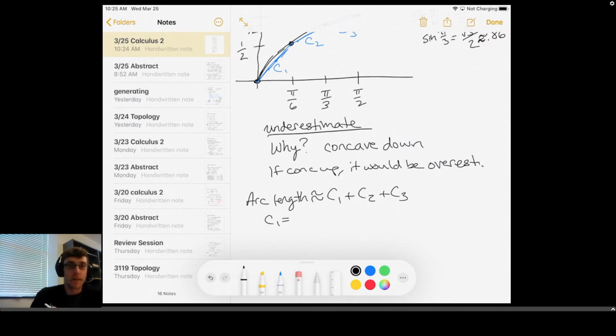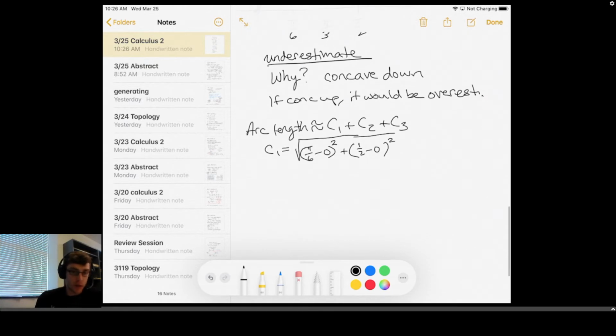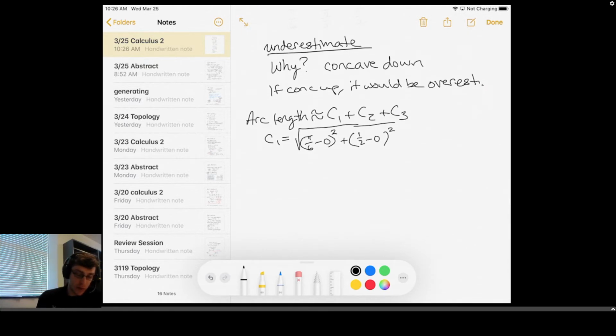Yeah, distance formula. Okay, so our distance formula here is change in x. In all of these cases, that's going to be pi over 6, right? So this is pi over 6 minus 0 squared plus the change in y, which is 1/2 minus 0 squared. And you get some thing. I don't know what it is. I know what the sum is roughly, but this is something nasty because you have a pi over 6 squared in there and you're taking the square root.